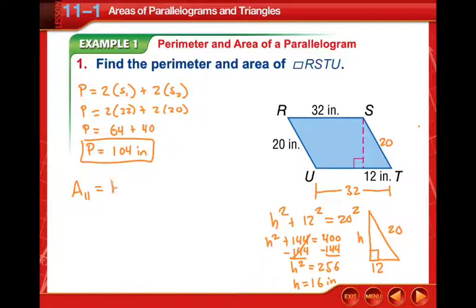And so our area here is base times height. Our base is 32. Our height is 16. So the area of our parallelogram is 32 times 16, which is 512 square inches.